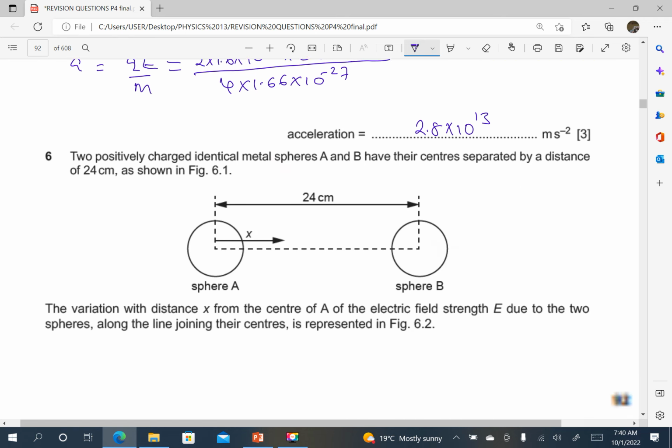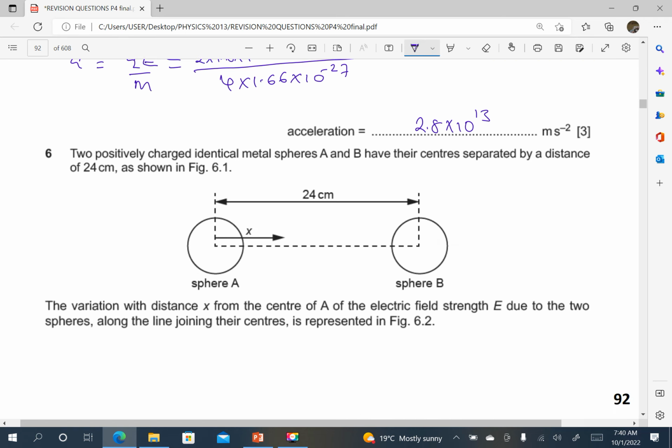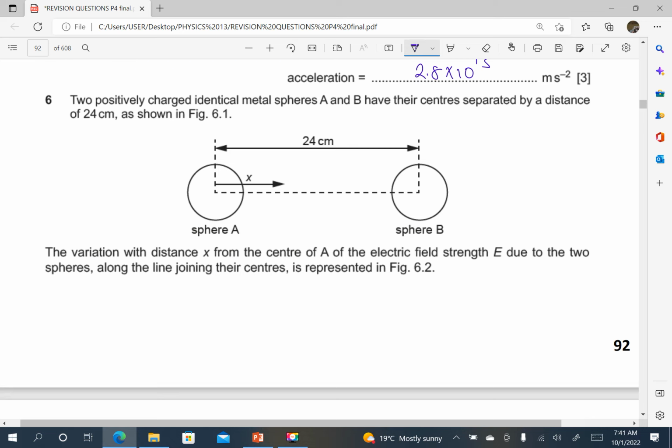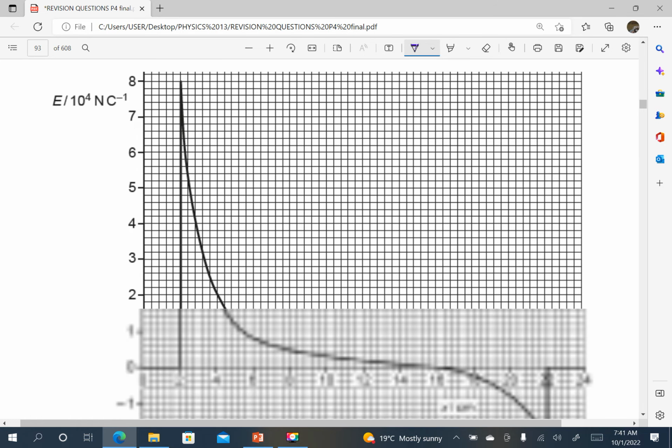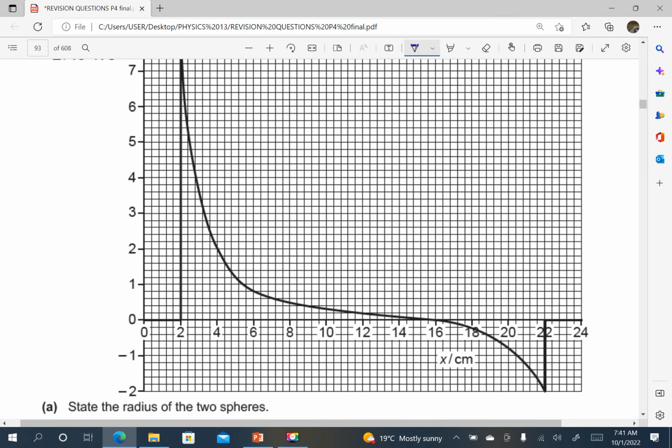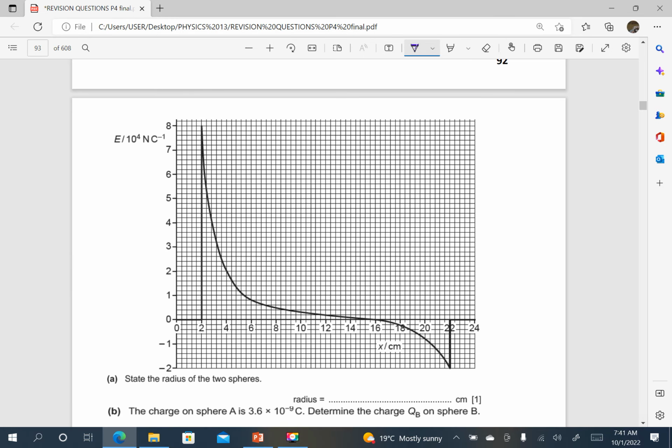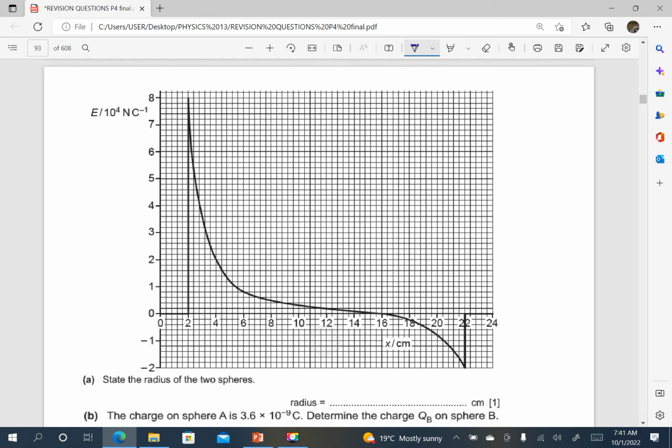Next, two positively charged identical metal spheres A and B have their centers separated by a distance of 24 centimeters. The variation with the distance x from the center of A of the electric field strength E due to the two spheres along the line joining their centers is represented in the figure. So here we have variation of E against distance. I will try to reduce this so that it fits on one page.